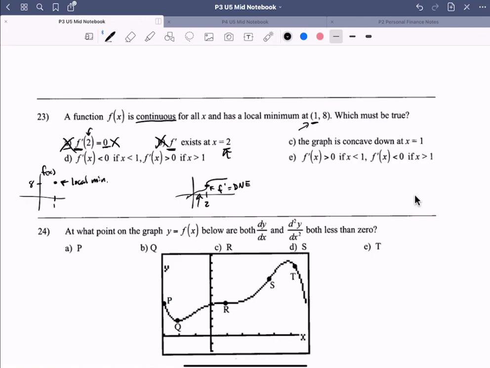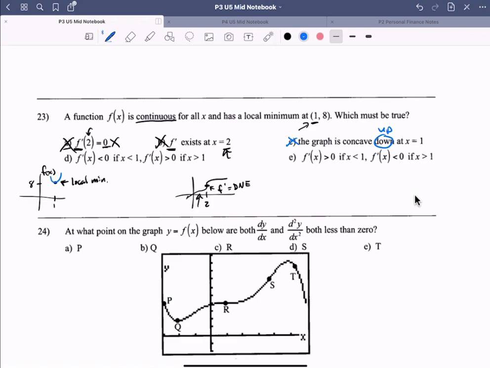Let's look at C. The graph is concave down at x equals 1. Must that be true? Do we have to be concaving down in order for that to be a local minimum? Wait a second. If we're concaving down, that's not a local min. That would be a local max. In fact, concaving up would give us a local min. So if this said up right here, that would have been the right answer. But it's not. C, you are wrong.